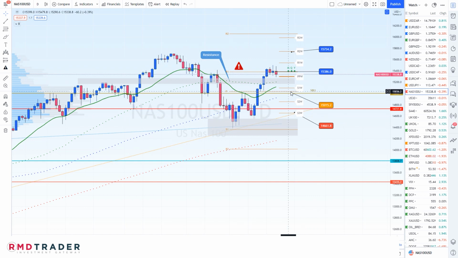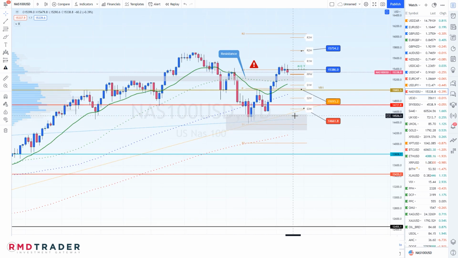Should price however break below that level of support, another area of support would be from our weekly S3 pivot at 14,660.